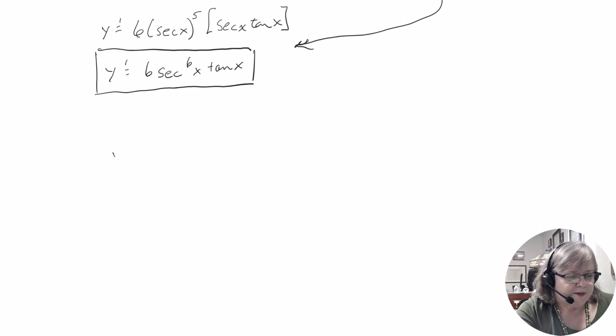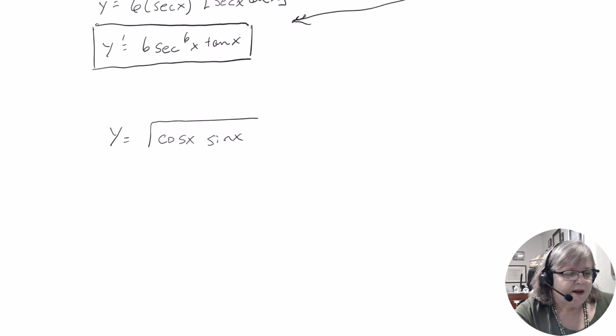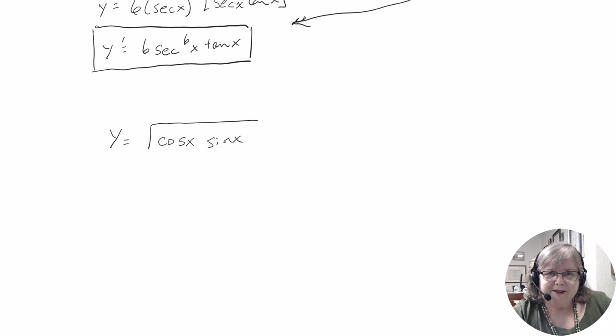Let's try this one. Y is equal to the square root of cosine x sine x. Now, we're going to take a second and see if there's something interesting that we could do. Like if this had been cosine x times secant x, that would have been 1, right? Or cosine x times cotangent x, right? I don't know. We could try something, but there's nothing you can do with a cosine times a sine.